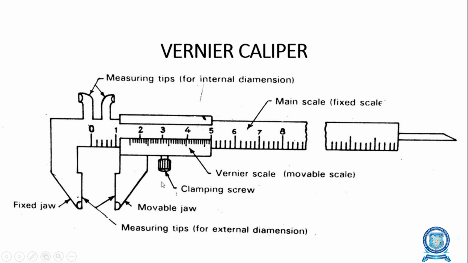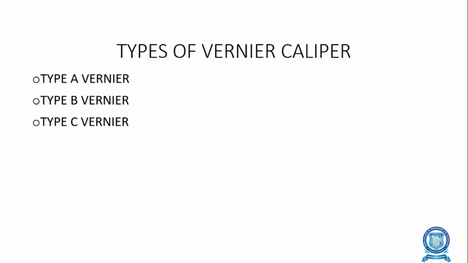After doing the fine adjustment, lock nut B is tightened. The final adjustment depends upon the correct feel of the operator, which is based on the experience of the operator. After the final adjustment has been done, lock nut A is also tightened to note down the readings. Verniers are used to measure both internal dimensions and external dimensions. So this is the working of the vernier caliper, and we should know the different types of vernier calipers.